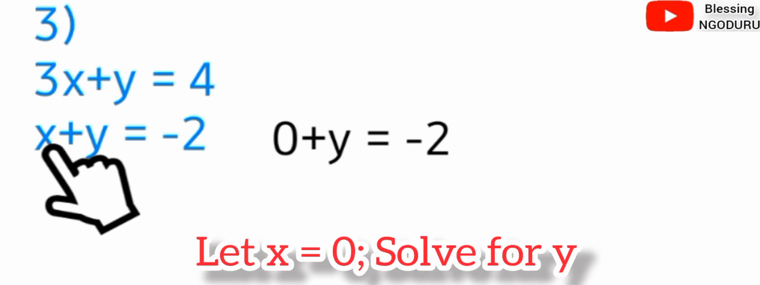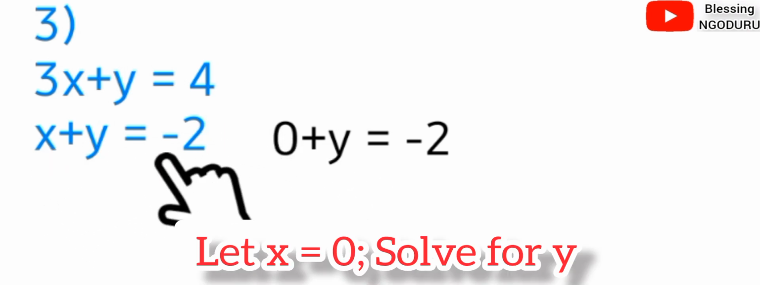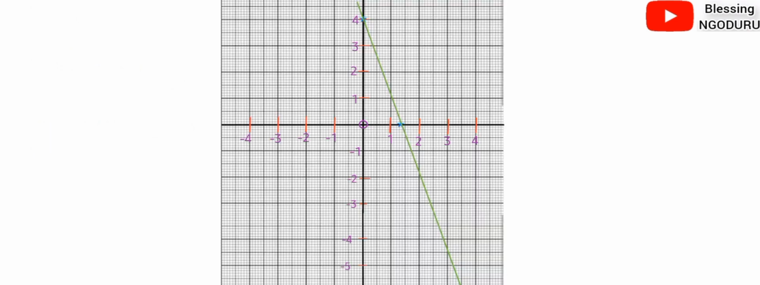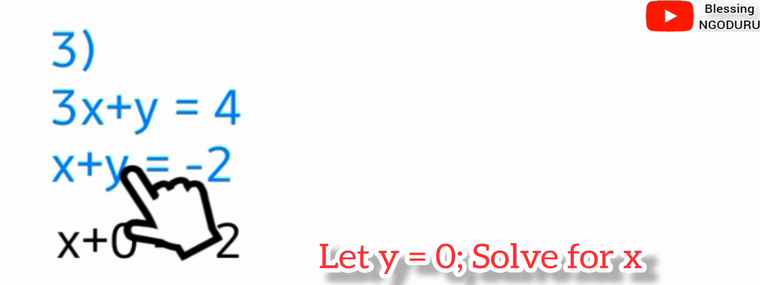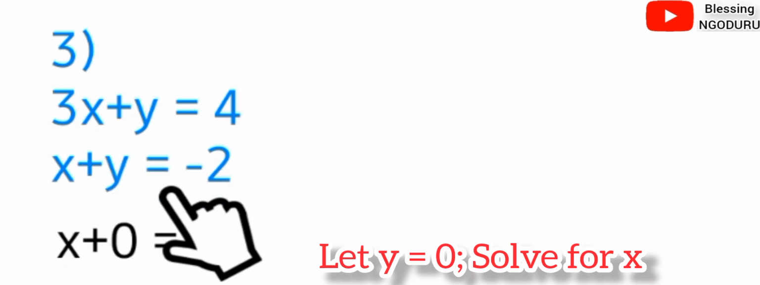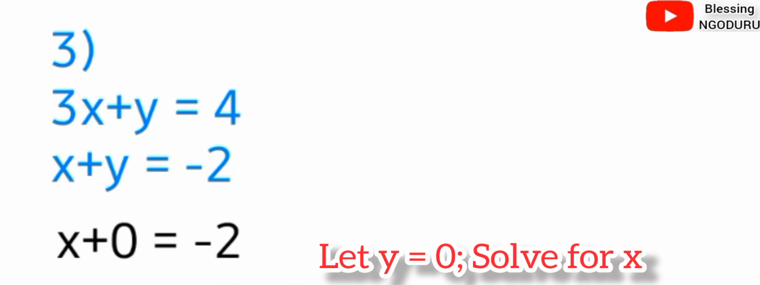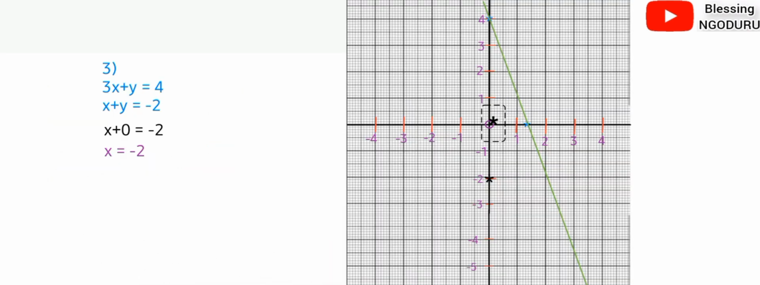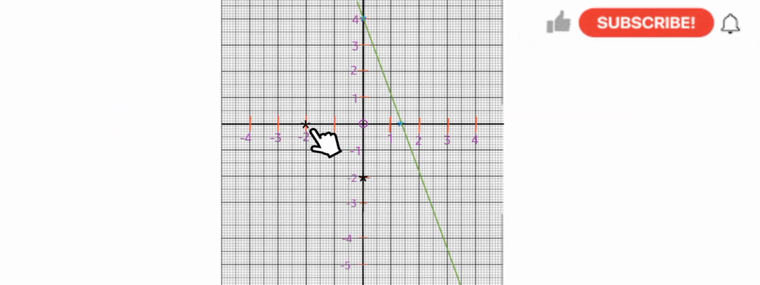For the second equation, when x is 0, let's solve for y. So we have 0 plus y equal minus 2. Therefore, y is minus 2. So when x is 0, y is minus 2. Now let's solve for x when y is 0. So when y is 0, we have x plus 0 equal minus 2. Therefore, x is equal to negative 2. So when y is 0, x is equal to negative 2. Now let's connect these 2 points.